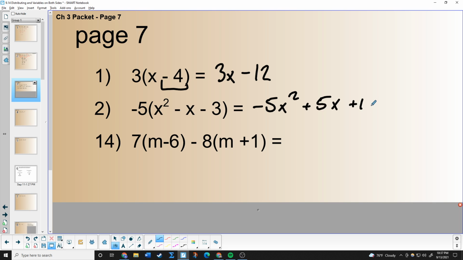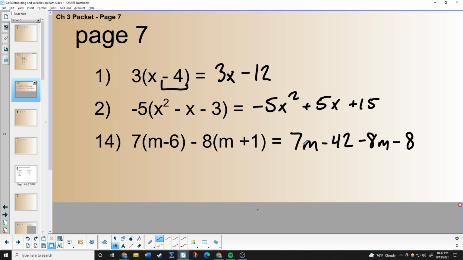All right, this last one is going to have an extra step in there. So let's go ahead and distribute 7 times m, gets us 7m. 7 times -6 gets us -42. We have -8 times m, -8m, and -8 times +1, or -8.